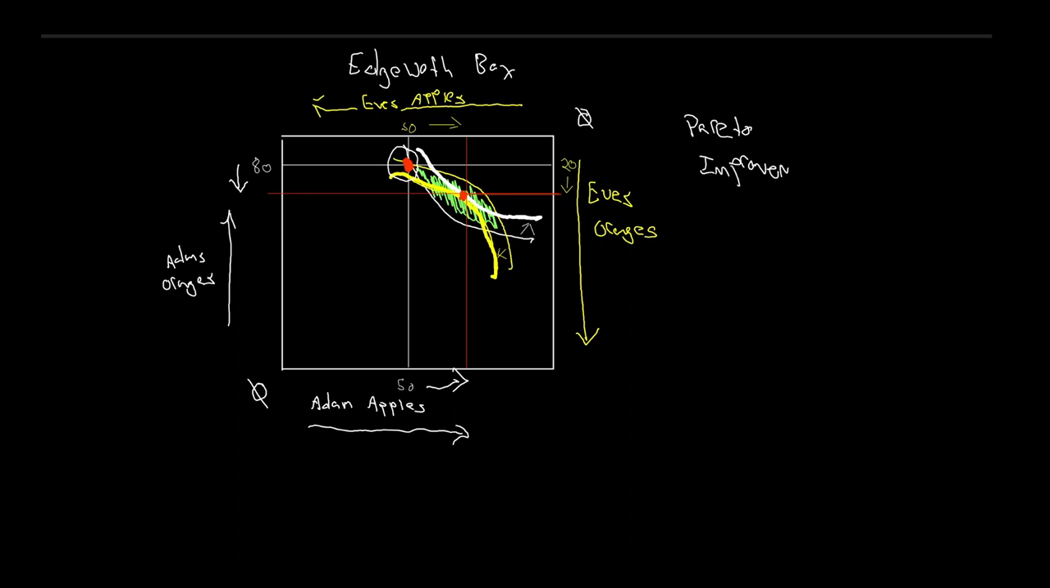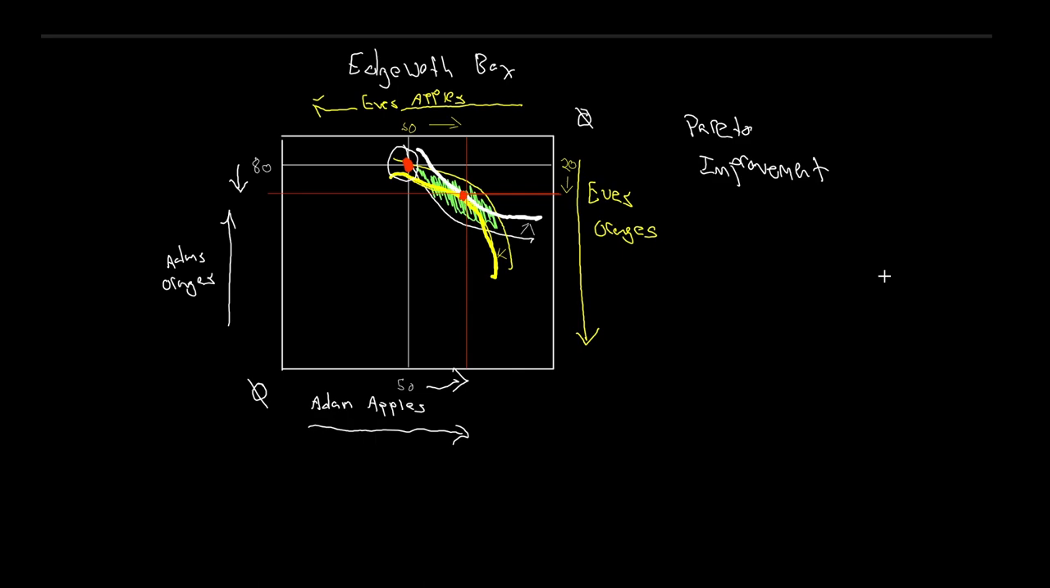And so let's define this. What is a Pareto improvement? A Pareto improvement is any time that we can improve the welfare of all agents, or not even all agents. If we can just improve the welfare of one agent without hurting anybody else, that in itself is a Pareto improvement. So that is the initial outcome.